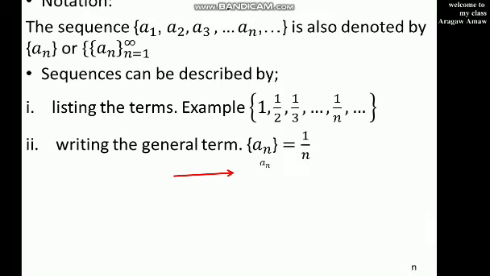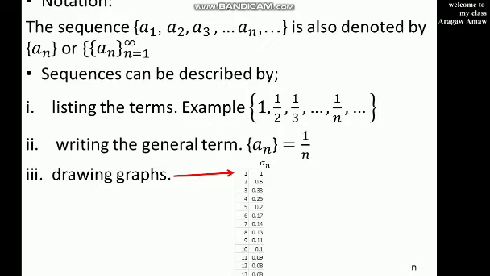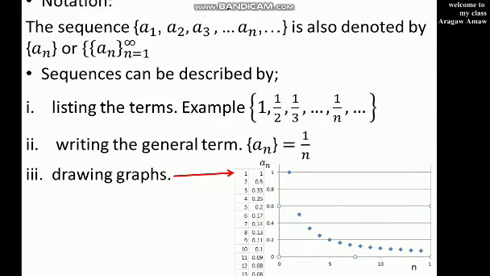Second one, writing the general term. From the above example, the listed terms are generalized with a formula 1 over n, and this is called writing the general term of the sequence. And the third one, drawing graphs. A sequence is a function, and it's possible to draw the graph of each function. Therefore, drawing the graph of a sequence is a way of description.